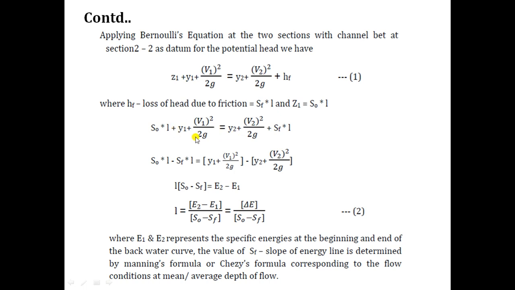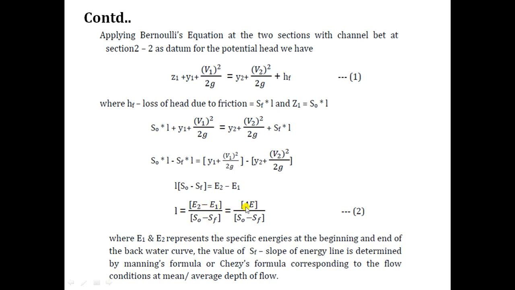So replacing these two terms with specific energy, y2 plus v2 square by 2g has been replaced as E2, and y1 plus v1 square by 2g has been replaced as E1. If we rearrange the terms, this we can send to the left hand side, so it becomes negative. If we take L common, L into S0 minus Sf will be equal to E2 minus E1. So L will be equal to E2 minus E1 divided by S0 minus Sf.